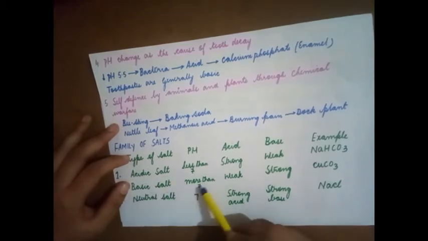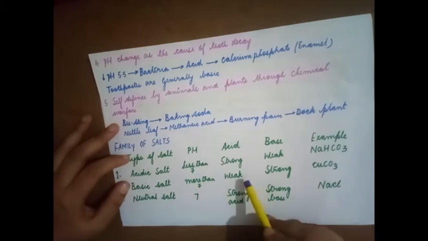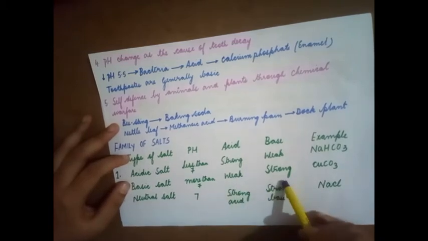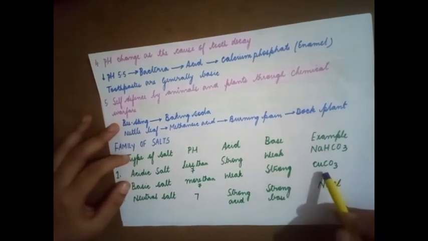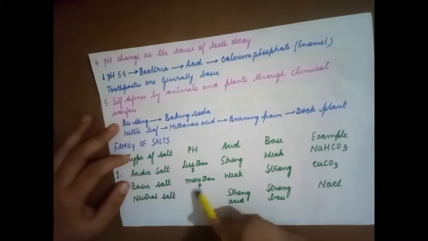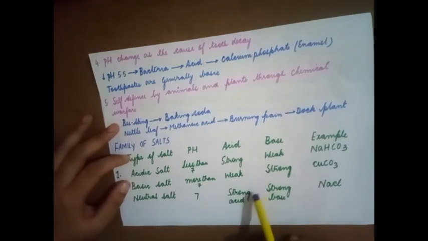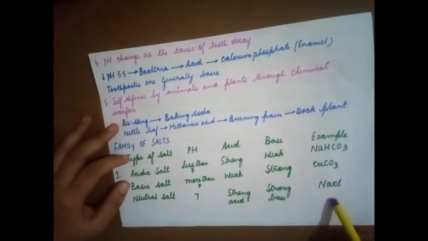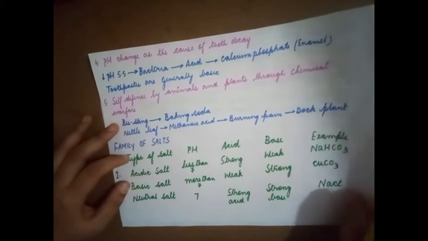Basic salt: the pH is more than 7. It's a combination of a weak acid and a strong base. It is copper carbonate. Neutral salt: the pH is 7. It's a combination of a strong acid and a strong base, or a weak acid and a weak base. An example is sodium chloride.